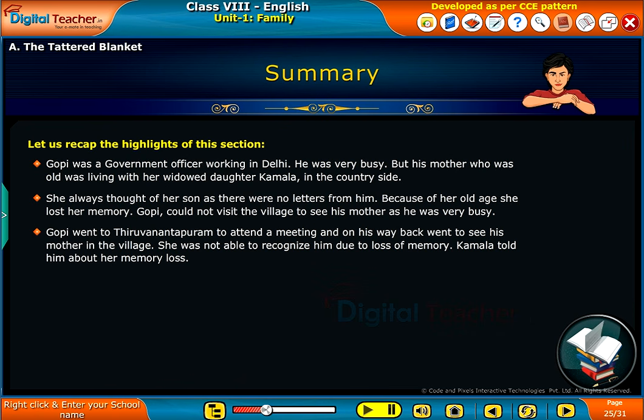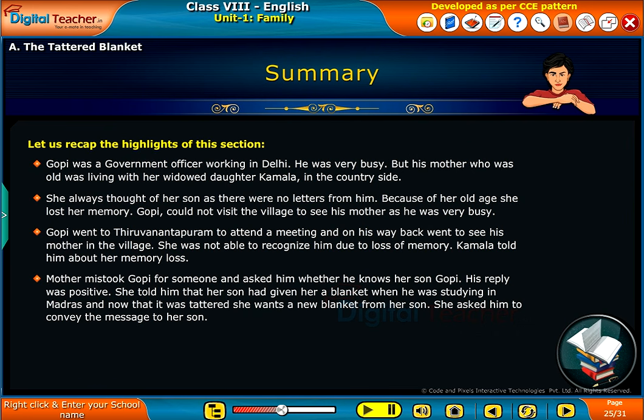Gopi went to Thiruvananthapuram to attend a meeting and on his way back went to see his mother in the village. She was not able to recognize him due to loss of memory. Kamala told him about her memory loss. Mother mistook Gopi for someone and asked him whether he knows her son Gopi. His reply was positive. She told him that her son had given her a blanket when he was studying in Madras, and now that it was tattered she wants a new blanket from her son. She asked him to convey the message to her son.